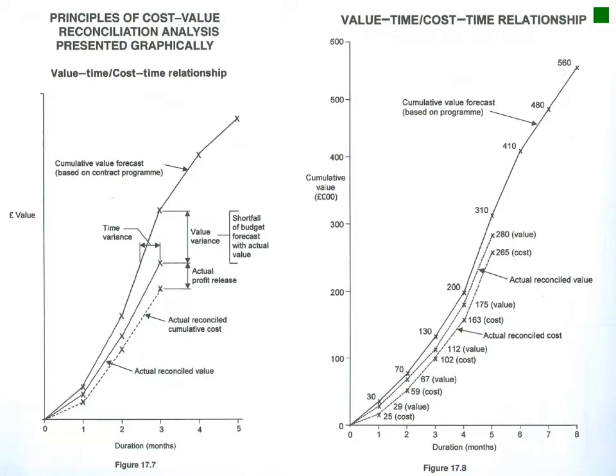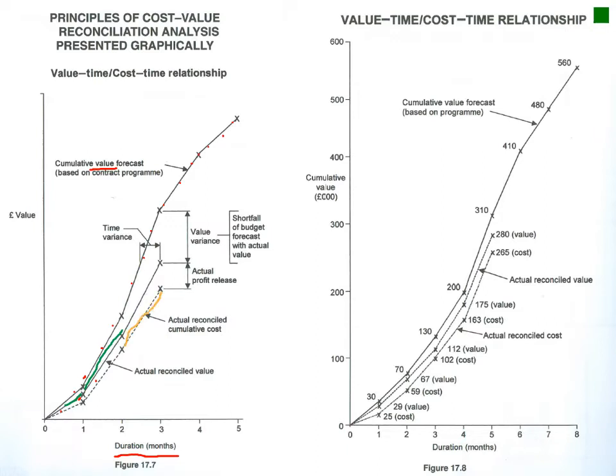So these graphs you guys should know by now. It's very straightforward. You've been shown this extensively, but basically you've got your value of work. So you've got your cumulative value forecast. So this is what you think your cash flow or your value of work will be, and then you've got your actual reconciled value, which is now the green line, and then you've got your actual reconciled cost. So your cost is just that one there.